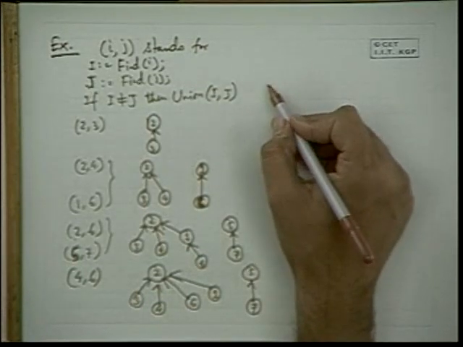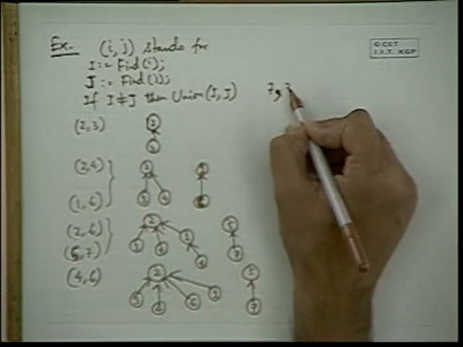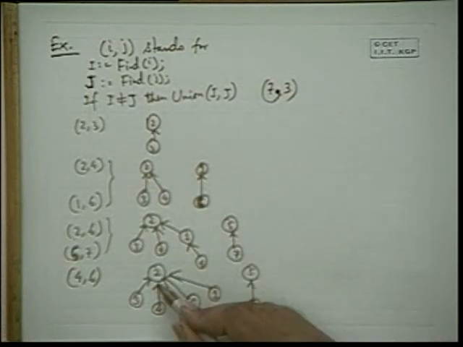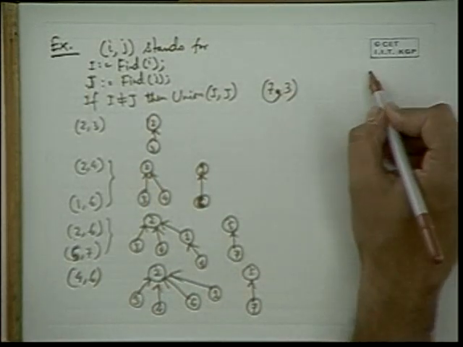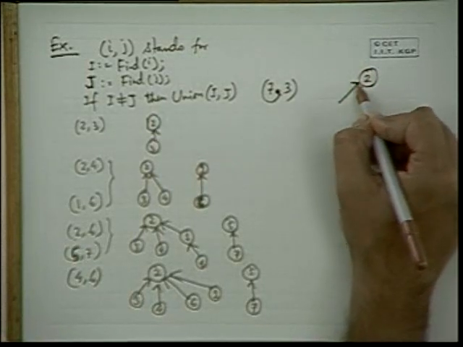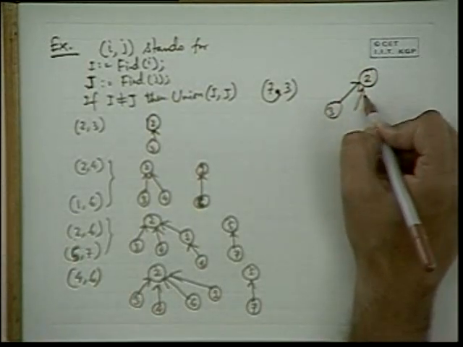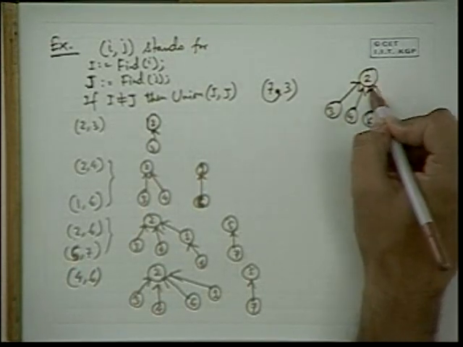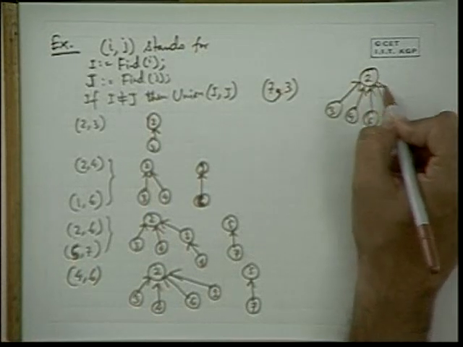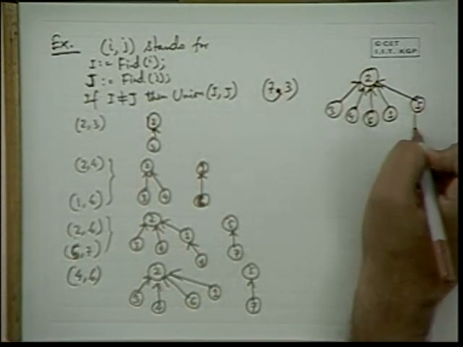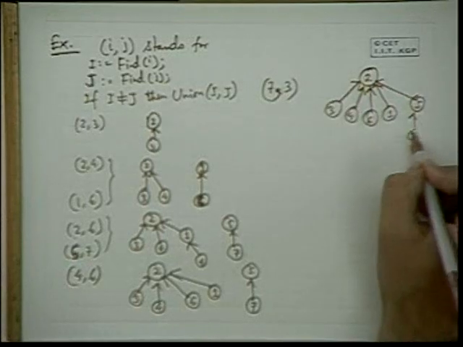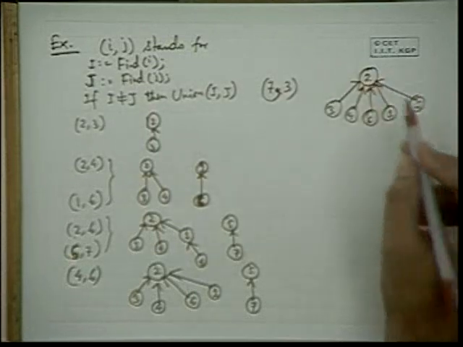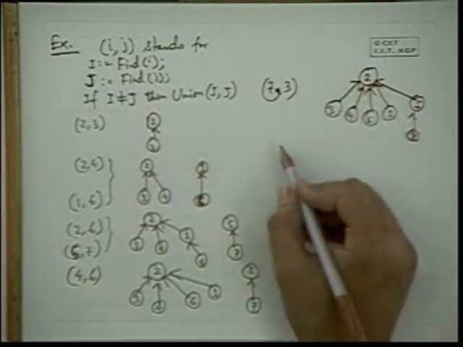The next suppose comes 7, 3. For 7, 3, basically 5 goes to this. So the tree looks like 2. This one does not change. 4 remains here, 6 remains here, 1 remains there, then 5 comes here, which is pointed to by 7. So 7, 3 will do this, because the root of 7 is 5, and 5 will be joined to 2, which is the root of 3.